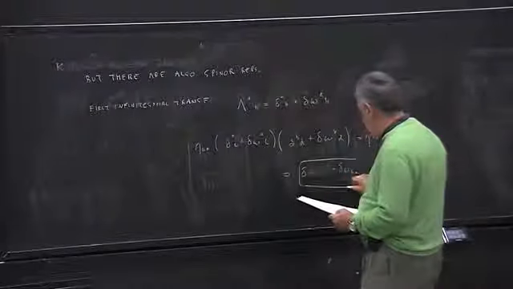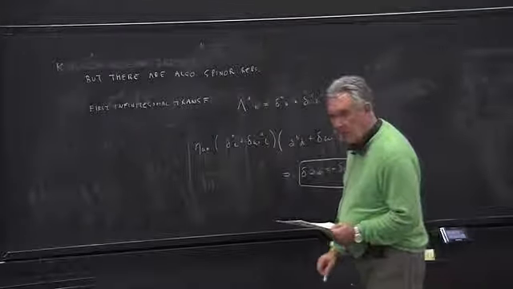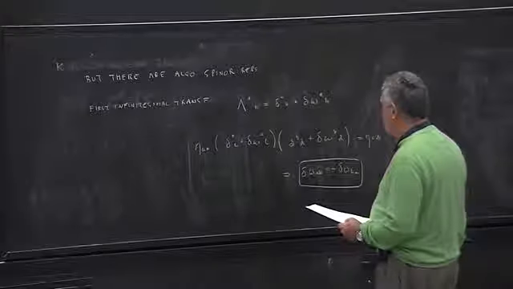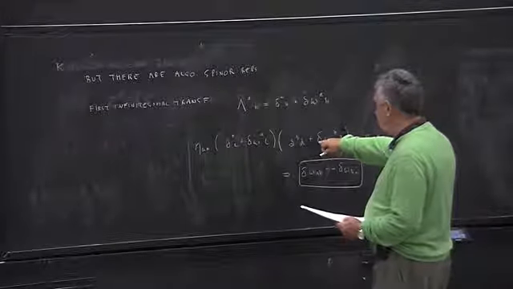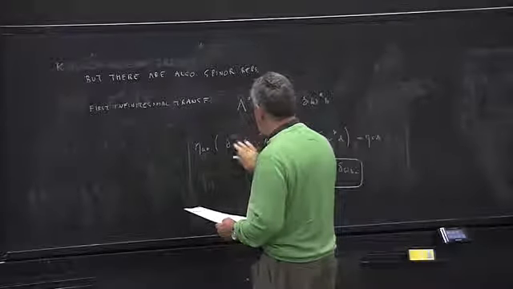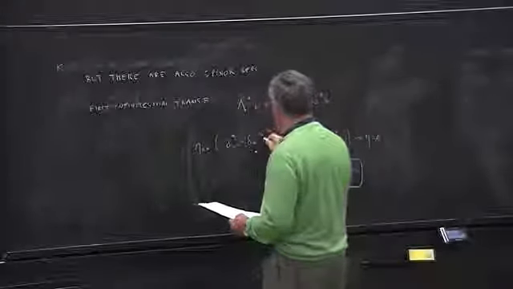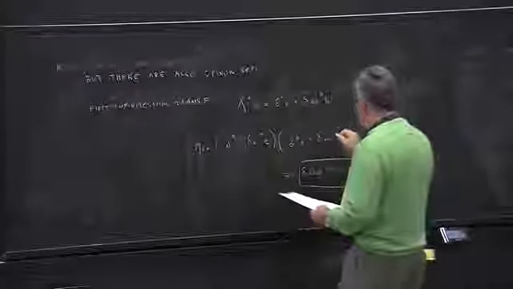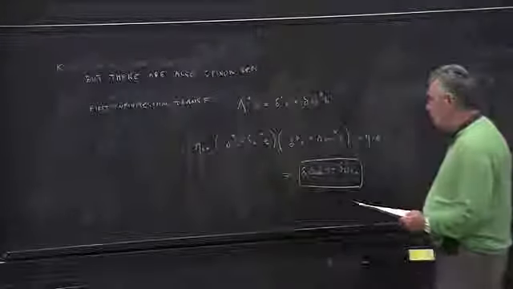Would you mind reading the indices in the line just above the one you just wrote? This one? Correct, yes, that one. AB, AC, BD, CD.